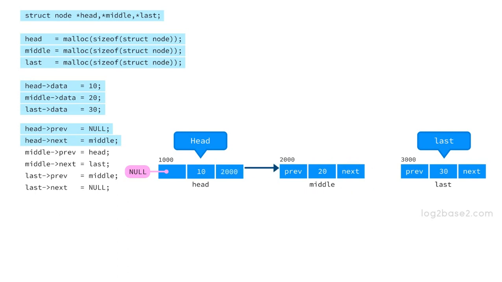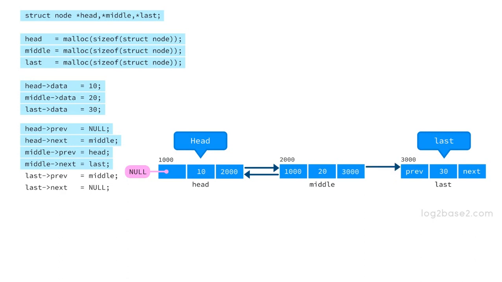Now let us handle the middle node. Its previous node should be head, so write middle prev equal to head. So 1000 will be stored here. And its next should point to last node. So write middle next equal to last. So 3000 will be stored in the next part of middle.